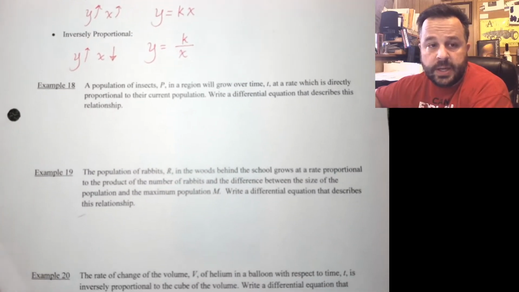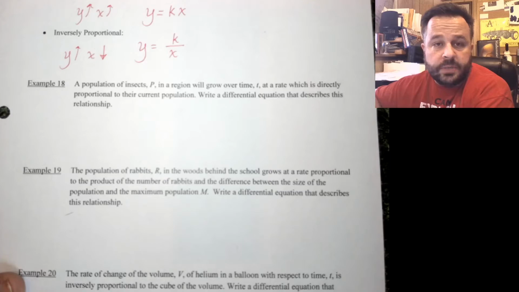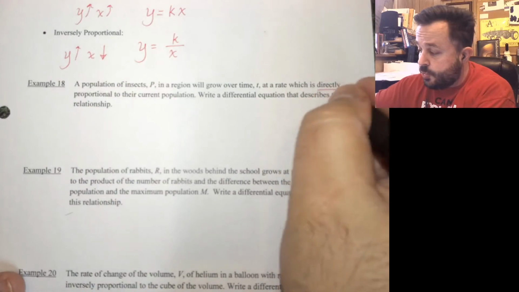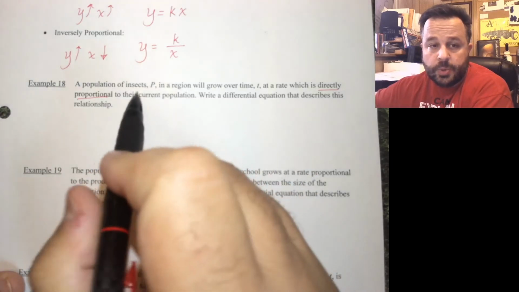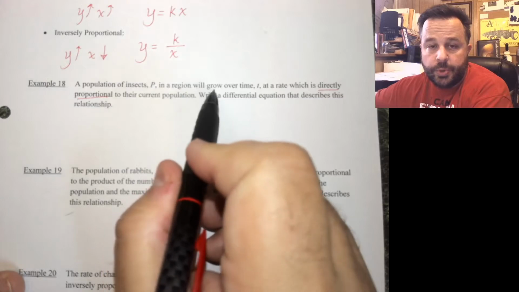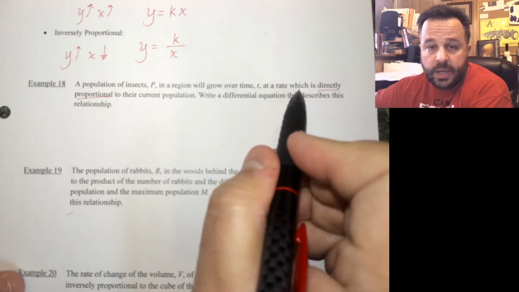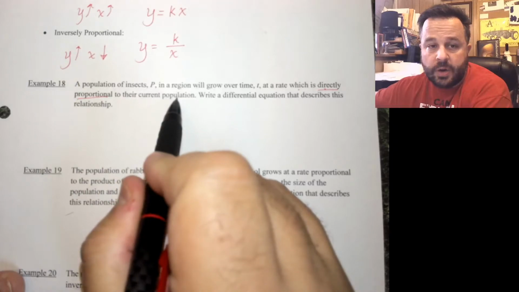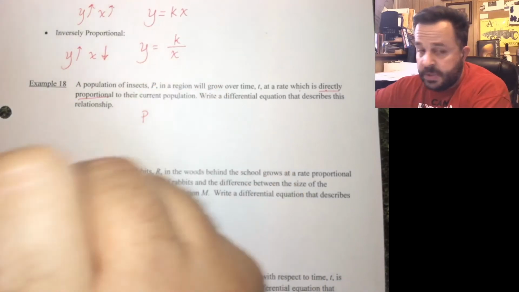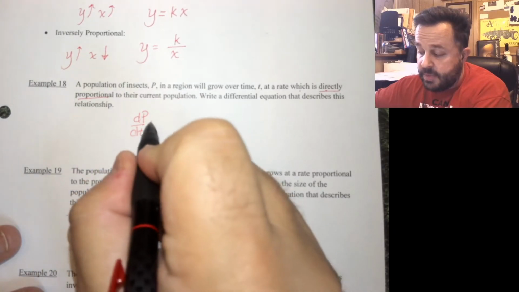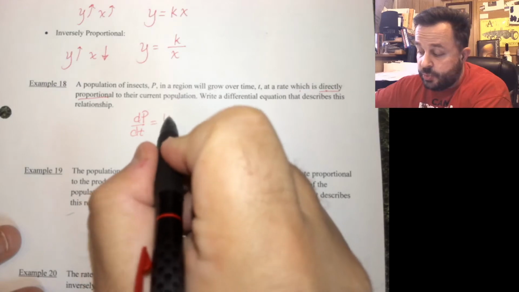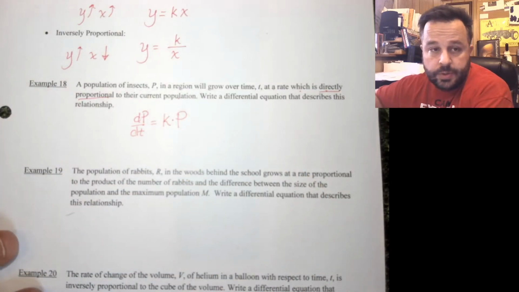Let's take a look at example 18. A population of insects P in a region will grow over time T at a rate which is directly proportional to their current population. Write a differential equation that describes this relationship. So what we're told is the population will grow. It's going to change at a rate directly proportional to their current population. That means the population is going to change over time at a rate that is directly proportional to their current population P.